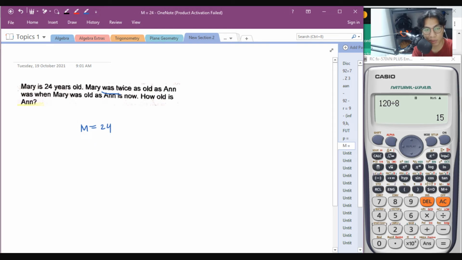Sabi dito, Mary was twice as old as Anne when Mary was as old as Anne is now. Okay, ganito yan. Mary is twice as old as Anne is now. Pero hindi natin alam yung ilang taon bang lumipas bago sila naging equal itong condition na to. Okay? So, we can say na pwede nating i-simplify ito. Mary minus x equal to 2a minus 2x.